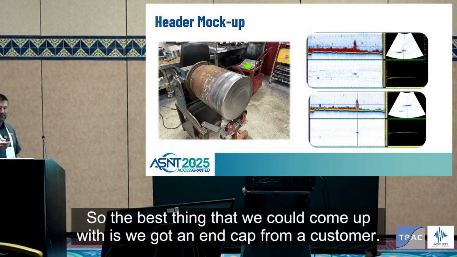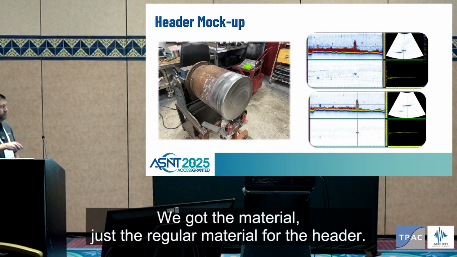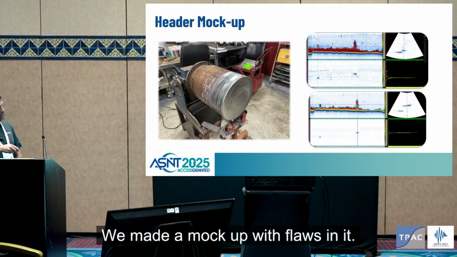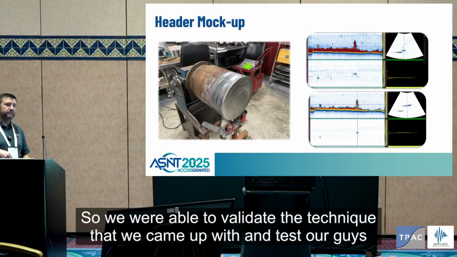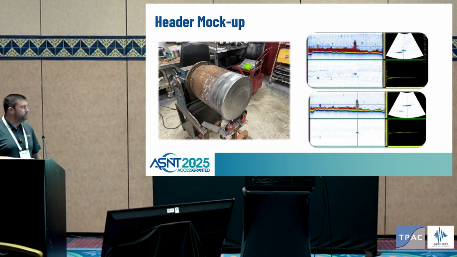So the best thing that we could come up with is we got an end cap from a customer. They sent us the end cap machined just like in their plant. We got the material, just the regular material for the header. We made a mock-up with flaws in it. So we were able to validate the technique that we came up with and test our guys that are going to be going out and doing the inspections.